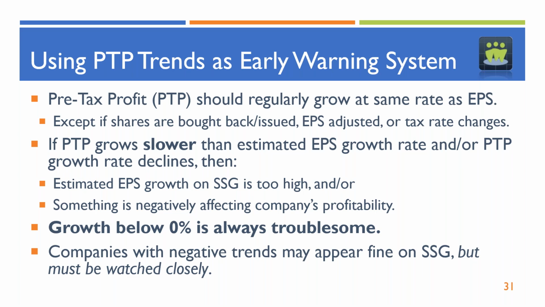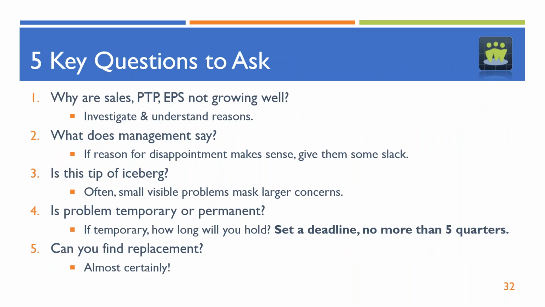It should go without saying, but I'll say it because a lot of investment clubs that I come across seem to ignore the fact that growth below 0% is always troublesome. It's not growth. That's shrinking. We don't buy shrinking companies. We want to buy growing businesses. So anytime companies are delivering growth rates below 0, we want to pay attention very closely to those businesses. So to help you with the analysis part, for those pink shaded companies, here are 5 questions to ask.